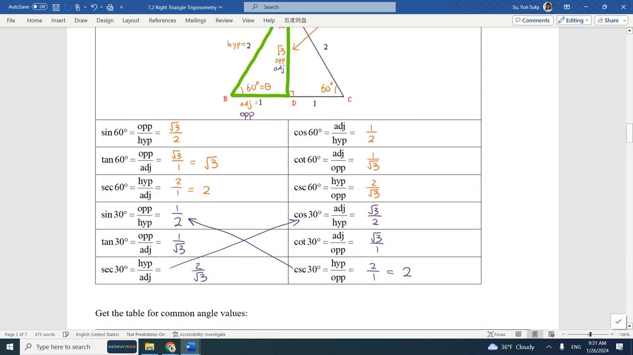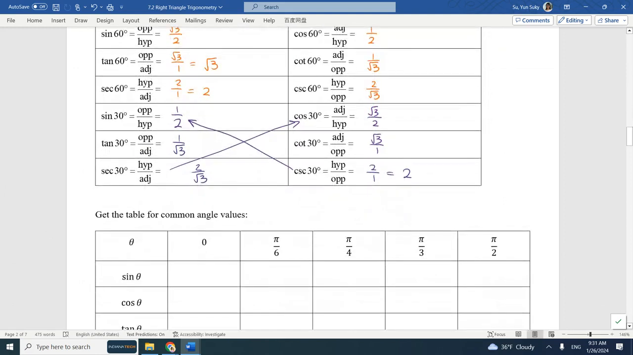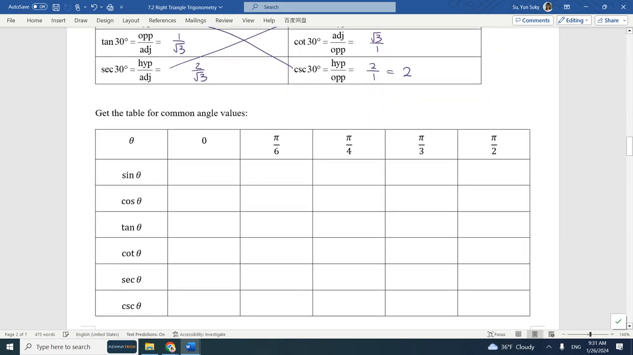All right. So now we get the table for the common angle values. So this is in radian, right? In degrees, they're going to be 0 degree, 30 degree, 45 degree, 60 degree, and 90 degree. Okay, everybody?